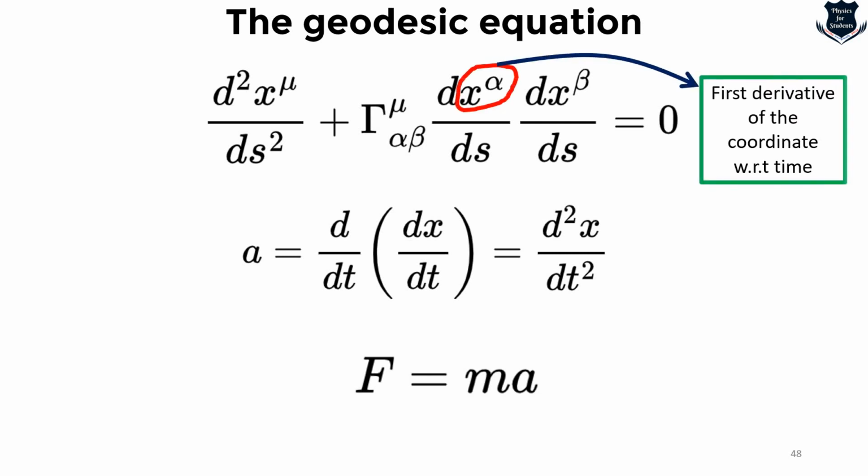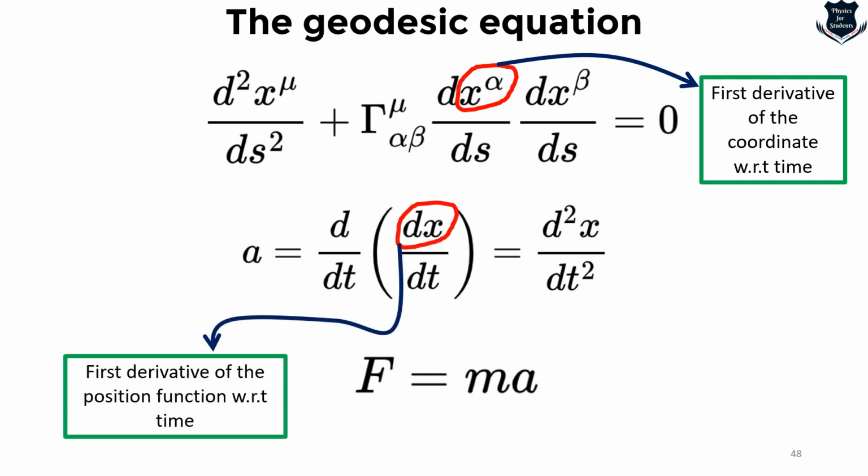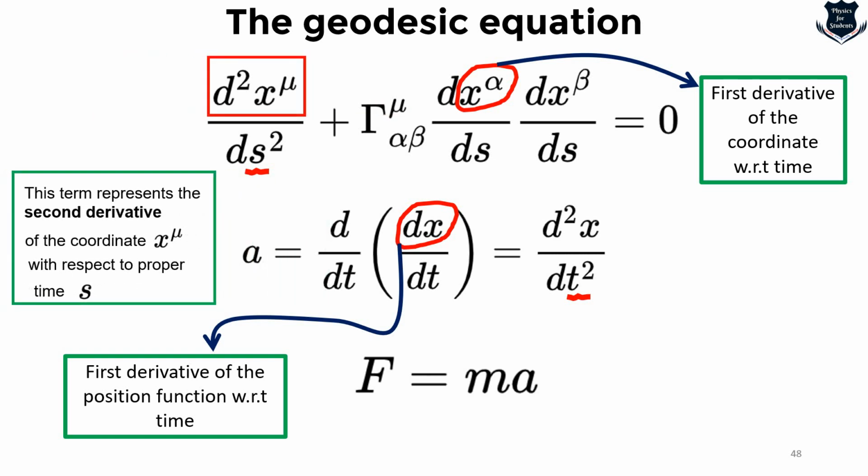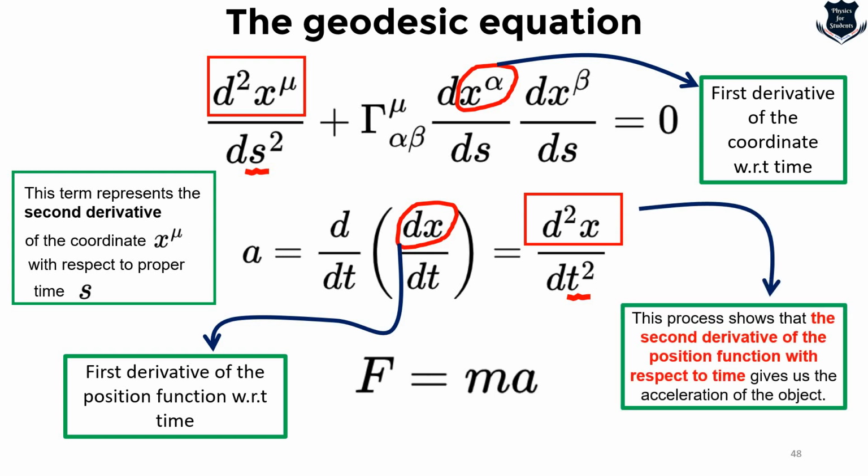Now you see this x alpha is the first derivative of the coordinate with respect to time. Here also you see dx is the first derivative of the position function with respect to time. We see ds squared and dt squared or d tau squared. These are again with respect to proper time. Although the concept of proper time is more relevant in relativity, in classical physics we call it time. Here you see d squared x mu. This term is the second derivative of the coordinate x mu with respect to proper time s, and d squared x also shows that the second derivative of the position with respect to time gives us the acceleration of the object.